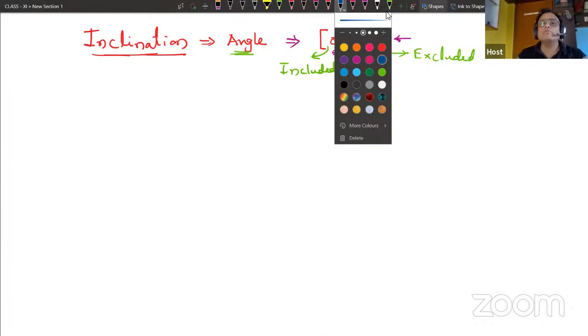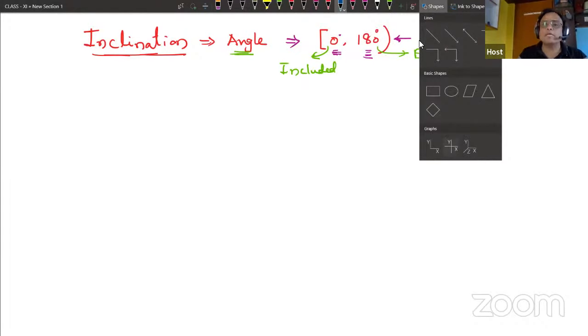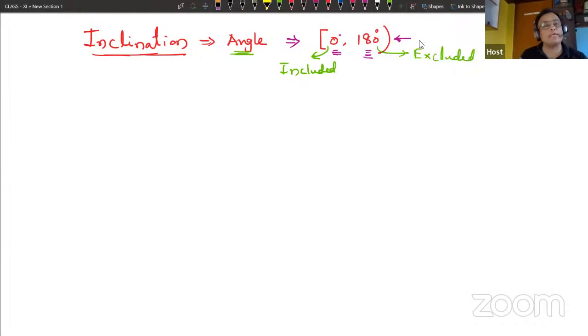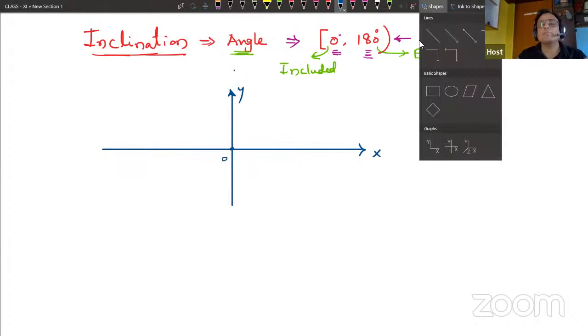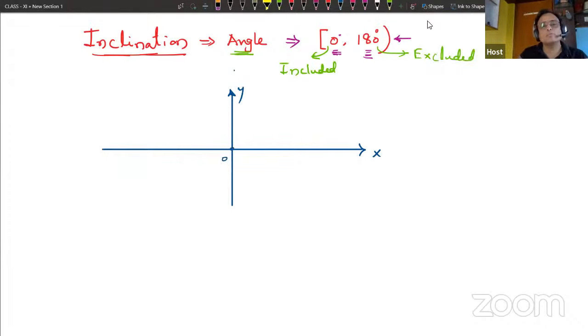Now, we'll try to understand inclination proper. The clear definition of inclination is like this. We draw the x and y axes here. This is our x axis and y axis. And we take a straight line. Suppose this is the straight line we are taking.